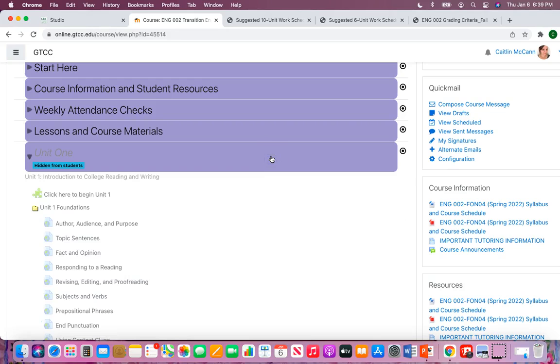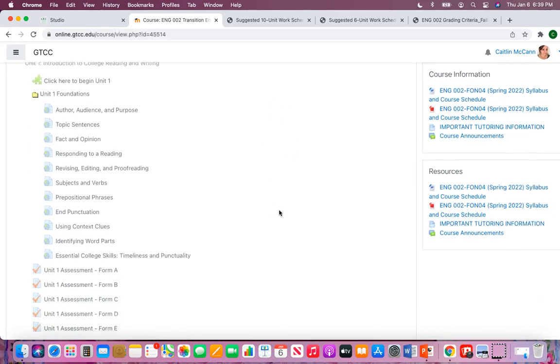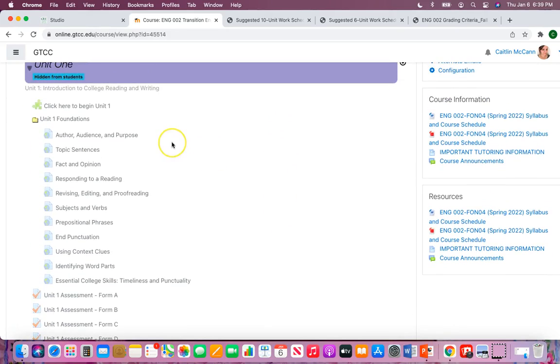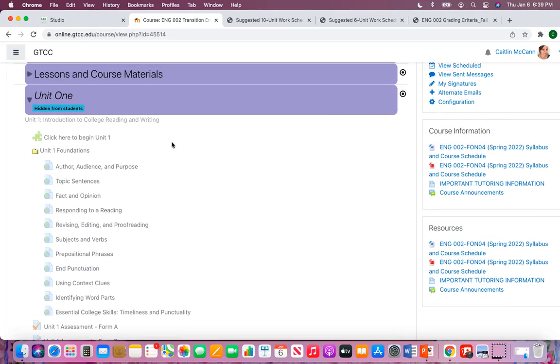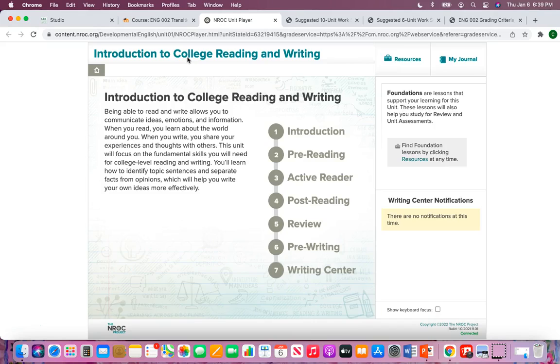But once you have a unit, each unit looks like this. I talk about this more in the Navigating NROC video, but I'll still show you. Every unit begins with a green puzzle piece and a link that says click here to begin unit whatever. And that's how you access NROC. You click on the link and it'll take you to whatever unit you are working in. You start at introduction and you work your way through. Again, I talk about this more in the Navigating NROC video.